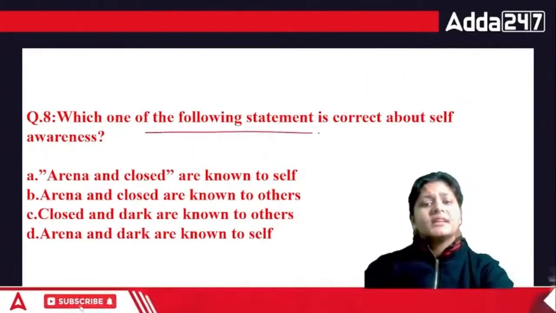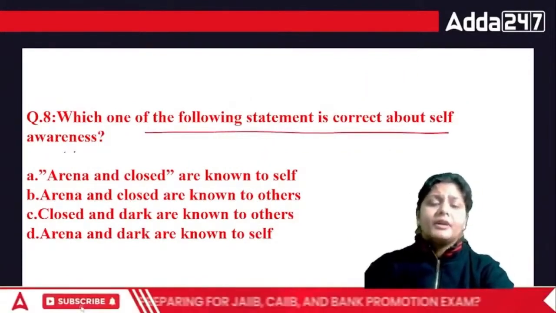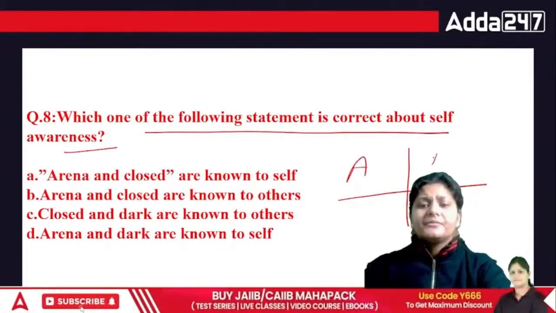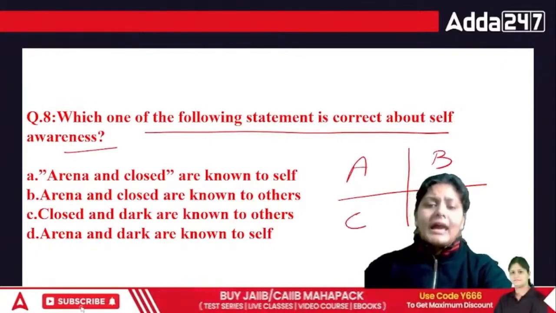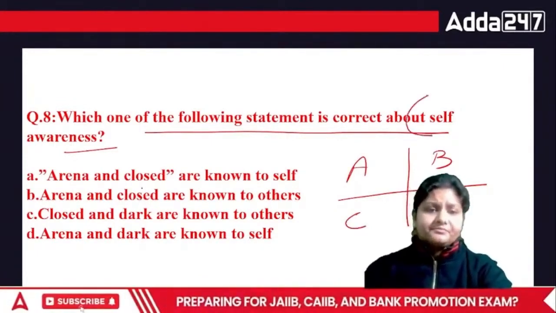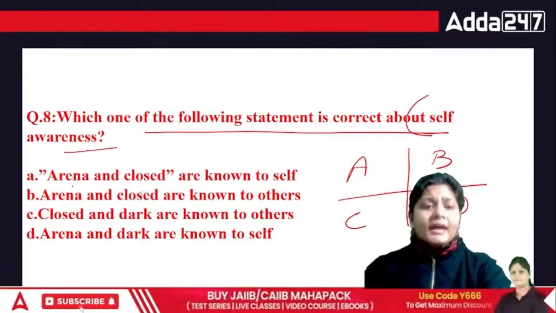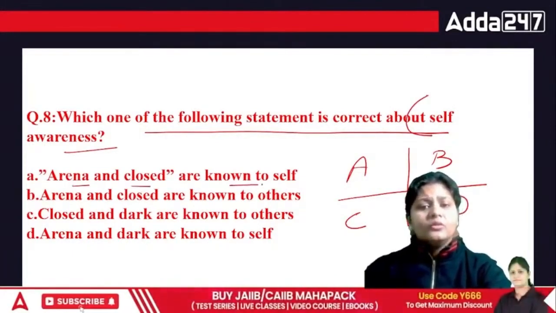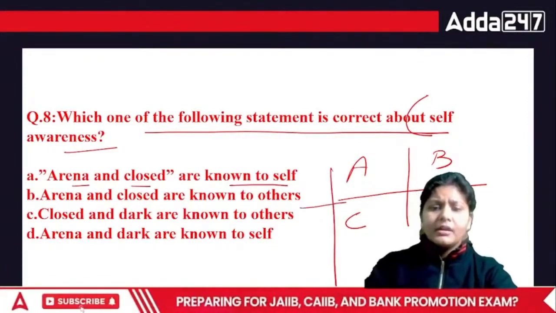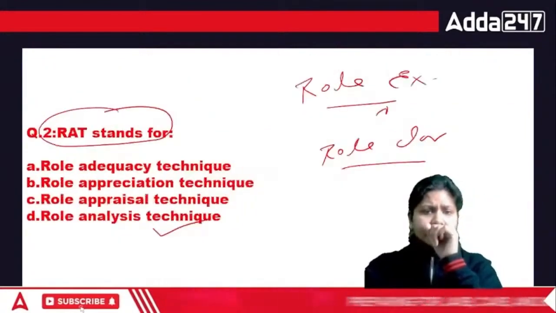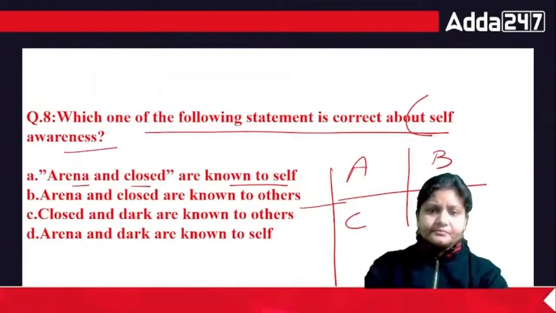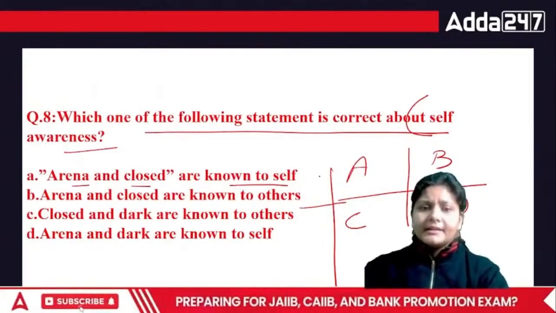Which one of the following statements is correct about self-awareness? Again, this question is from the Johari window, that is arena, blind, closed and dark. So we are talking about self-awareness. Which one is right? Arena and closed are known to self. See, we have already done this. This area is known to others and not known to others.